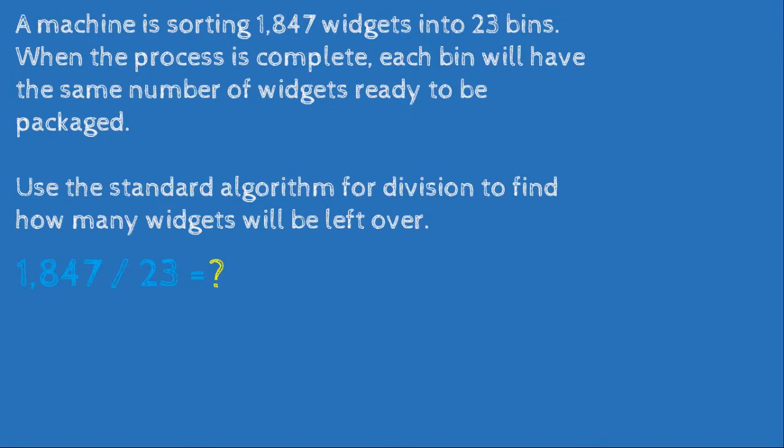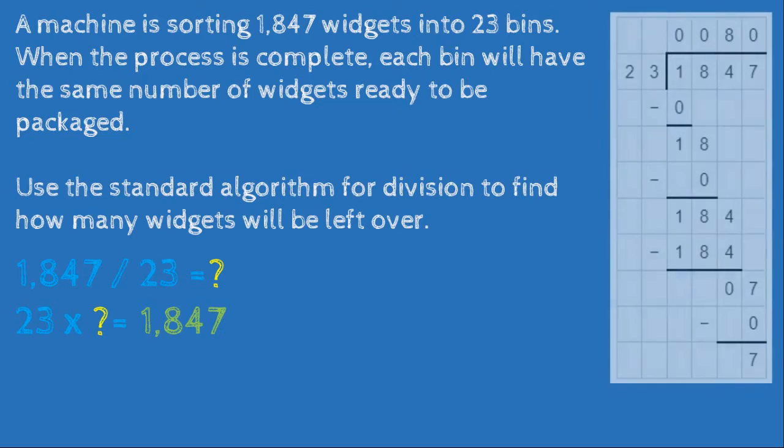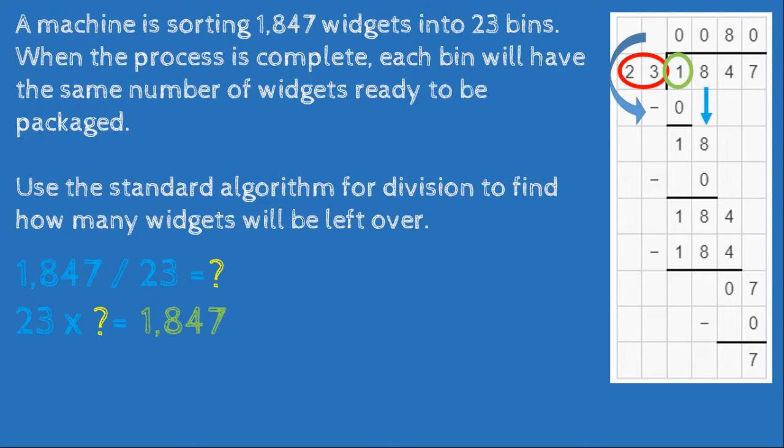So we can simply write it 1,847 divided by 23, and we would have to figure that question out. Another way to see it is how many times do we have to multiply 23 to equal 1,847? So we do the long division that we had already started in the introduction to this topic. So we put 23, we separate it with 1,847, and we start doing our problem solving one place value at a time. We look at the number 23.